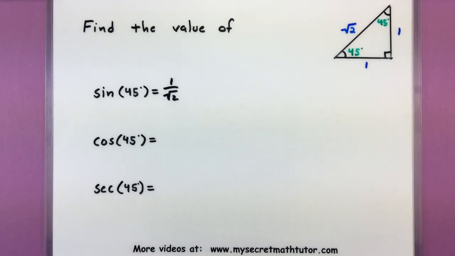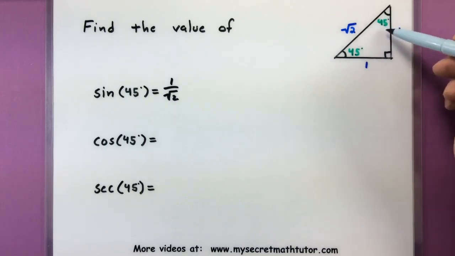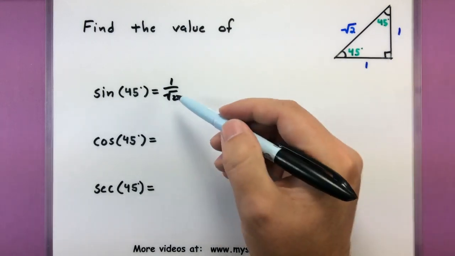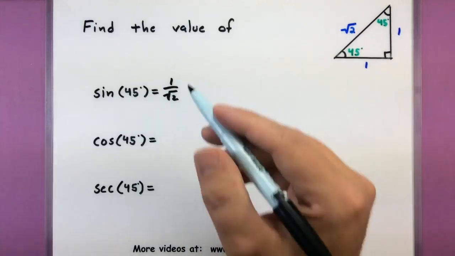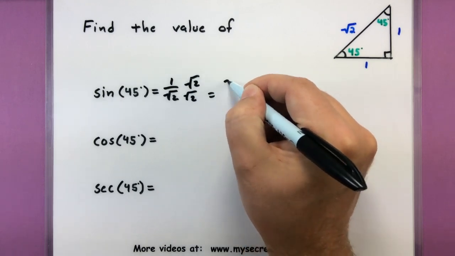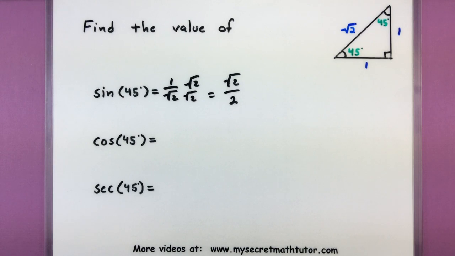Now you might be wondering, wait a minute, how come you don't use the other 45? Actually, it doesn't matter with this particular triangle. Even if I used this 45 degree angle, the opposite over the hypotenuse would still be 1 over the square root of 2. Now let's go ahead and finish this by rationalizing that denominator. So square root of 2 over 2. And there's a good key value for this.